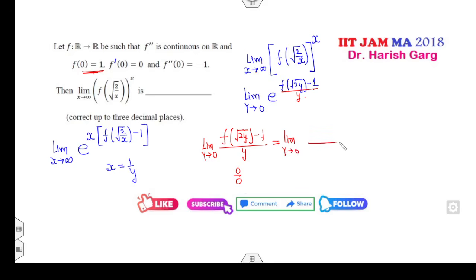I can use the derivative. The denominator's derivative is 1. The numerator is f'(√2 y) into √2, and the derivative of the inner term gives 1 over 2 root y. Minus 1 will be 0. Now if you substitute 0, f'(0) is 0 and y is 0, so again it is a 0 by 0 form. I can write this quantity as 1 by √2 times f'(√2 y) over root y. Again this is a 0 by 0 form.